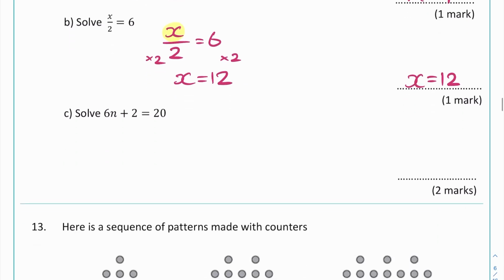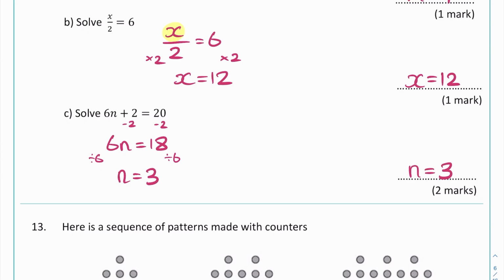Come to our final question. We've got a 2-step equation. So when we've got this, we need to first do the inverse of that plus 2. So taking that away, so 6n will equal 18, and then divide by 6, like we did in part A there, when we divided by the number that's stuck onto that letter, so n will equal 3. And there we go, n equals 3.